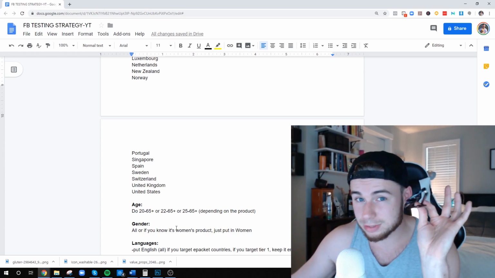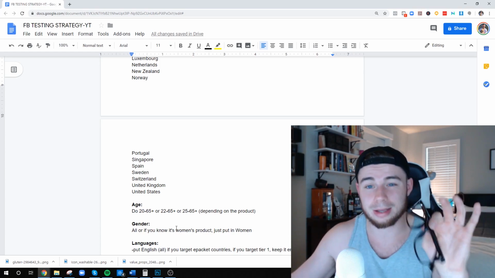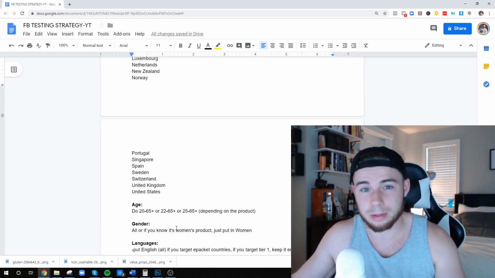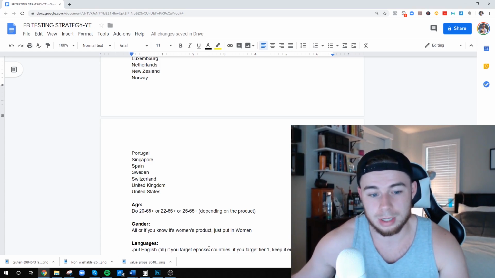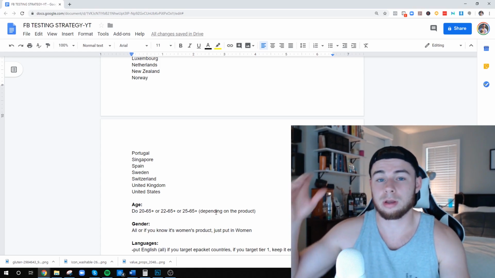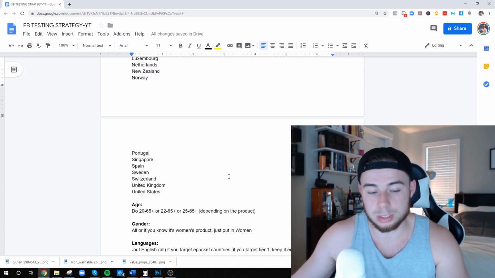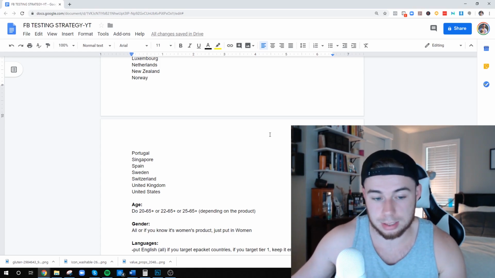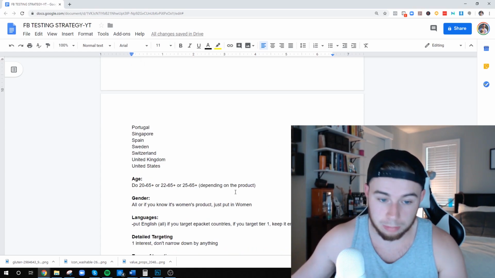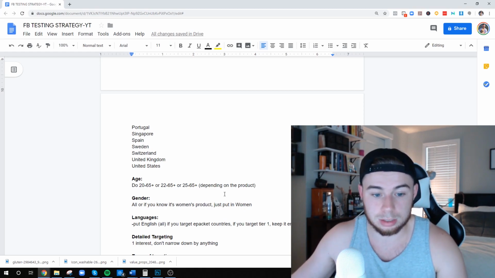Gender, I tend to leave this almost all the time as just men and women, unless it's a beauty product, then you can do women. But you'd be surprised, there's a lot of men who would buy the beauty product for their significant other. So that's something you need to keep in mind, right? It's not always women purchasing, even though women are generally the predominant buyers of the household, just statistically worldwide. For gender, just put both. Standard languages, you can put English if you're targeting e-packet. If you target tier 1, definitely keep it empty. I've been keeping this empty and it's been working great for me.